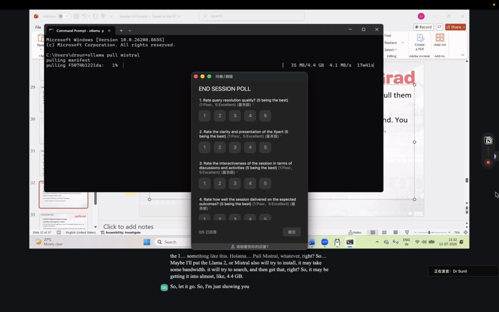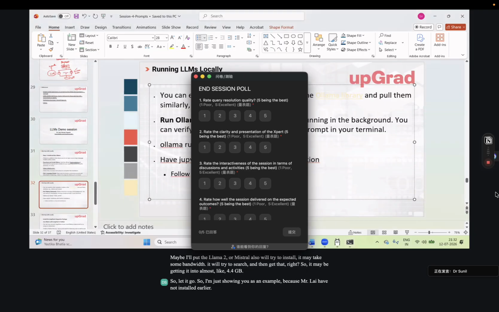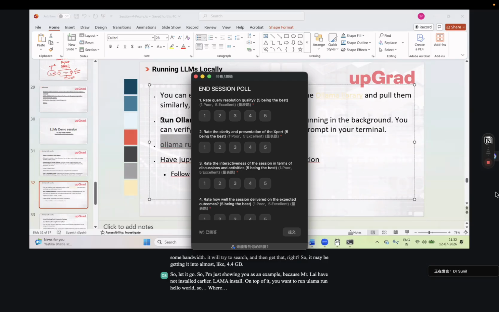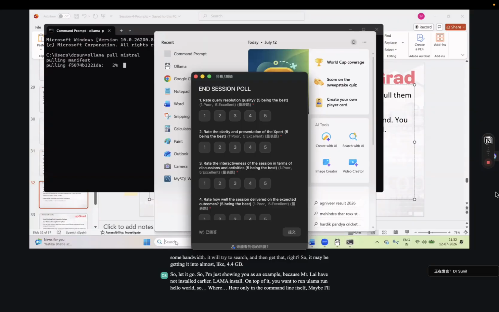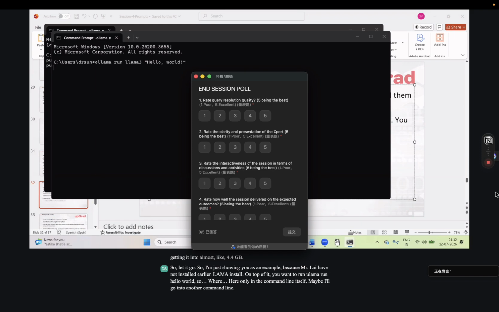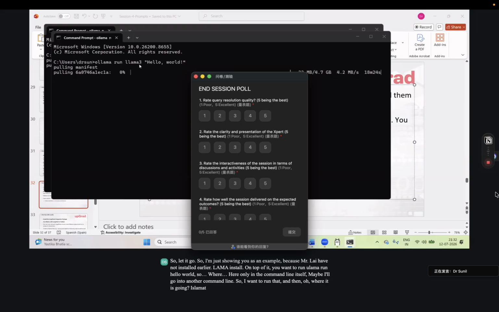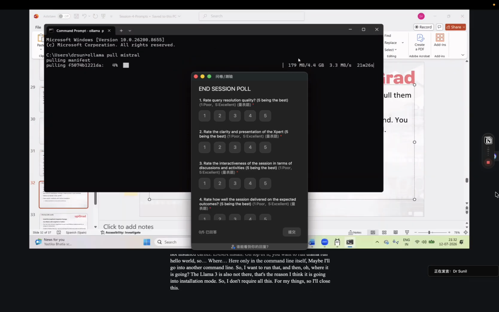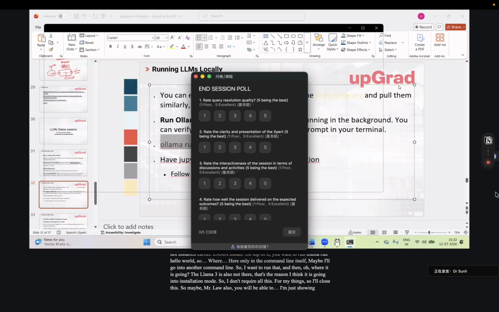I'm just showing you as an example because Mistral I have not installed earlier. Llama is installed. On top of it, you want to run ollama run hello world, in the command line itself. Maybe I'll go into another command line. I want to run that, and then, oh, where is it going? Llama 3 is also not there. That's the reason I think it is going into installation mode. I don't require all this for my things, so I'll close this. Maybe Mistral also you will be able to install; I'm just showing you that as an example.